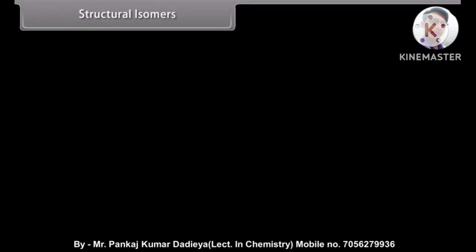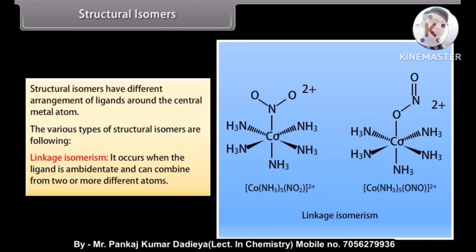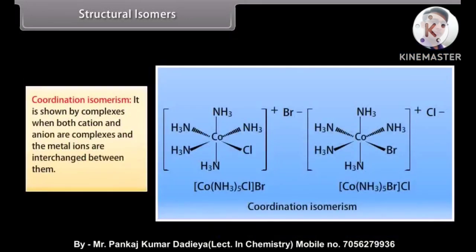Structural isomers. Structural isomers have different arrangement of ligands around the central metal atom. The various types of structural isomers are following. Linkage isomerism. It occurs when the ligand is ambidentate and can combine from two or more different atoms. Coordination isomerism. It is shown by complexes when both cation and anion are complexes and the metal ions are interchanged between them.